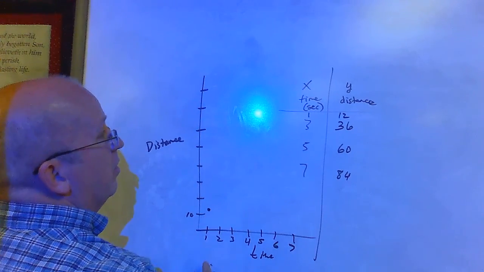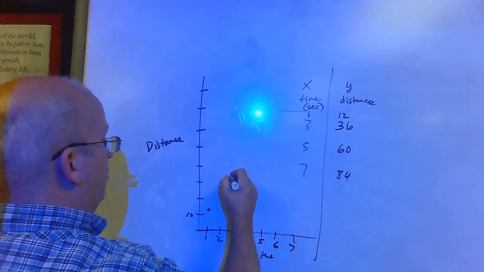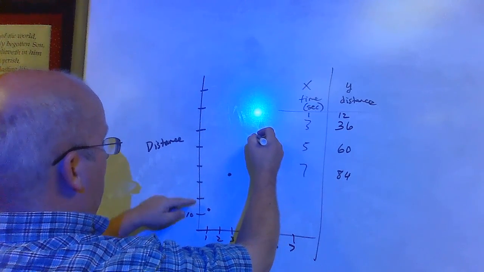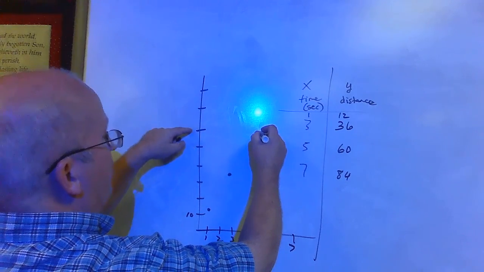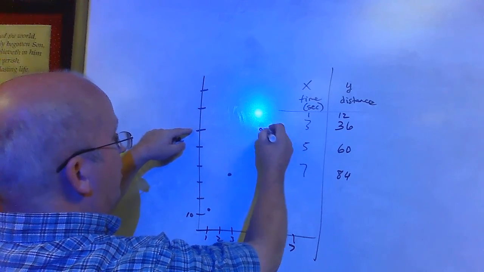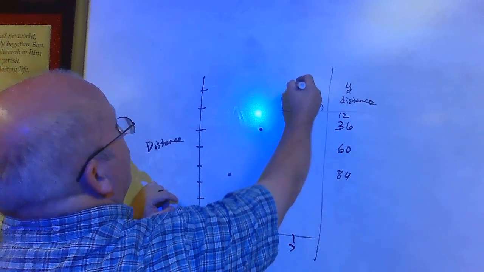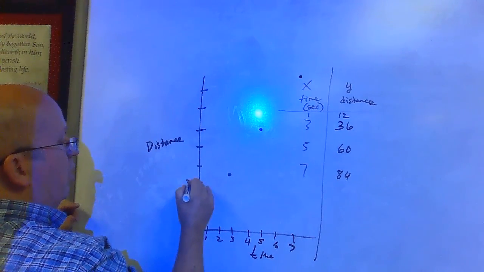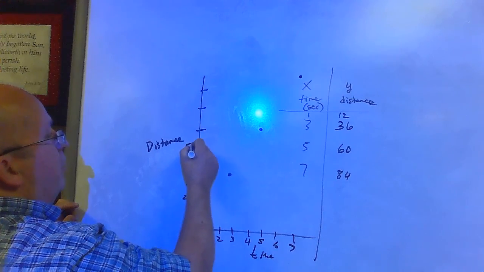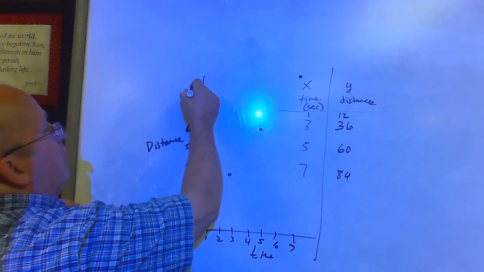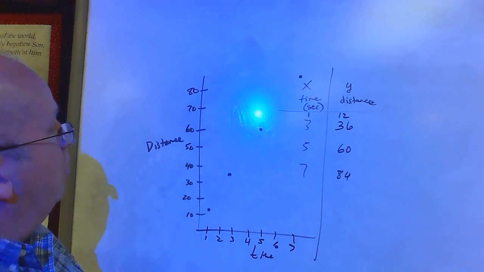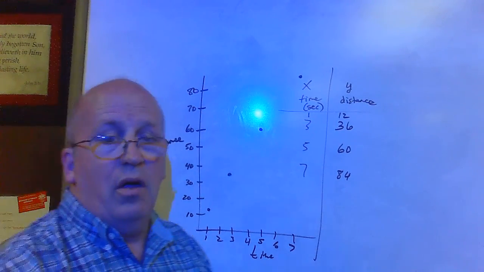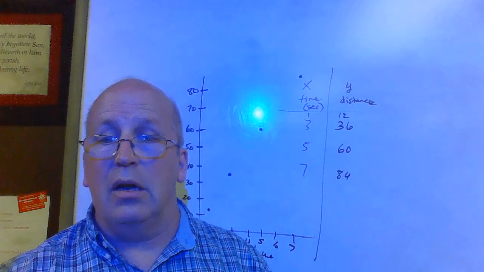112 would be about here. 336 would be about here. 560 would be about, let's see, 30, 40, 50, 60. 560 would be about here. And 784 would be way up here. So this would be 20, 30, 40, 50, 60, 70, and 80. So that would be the graphing. Time compared to distance, problem 27.